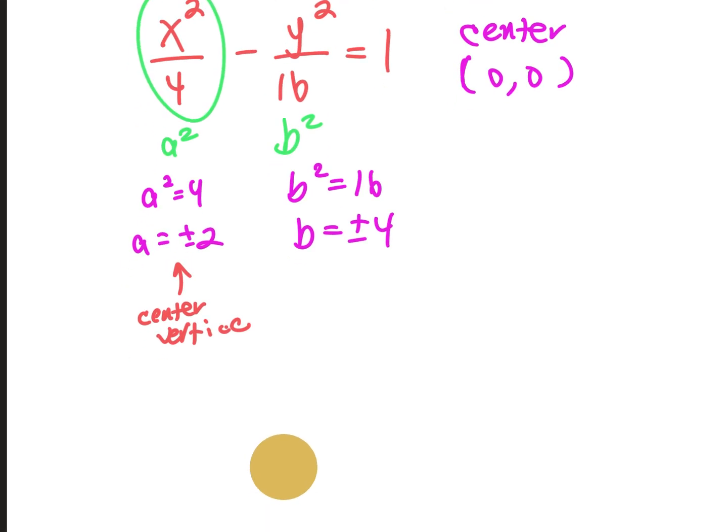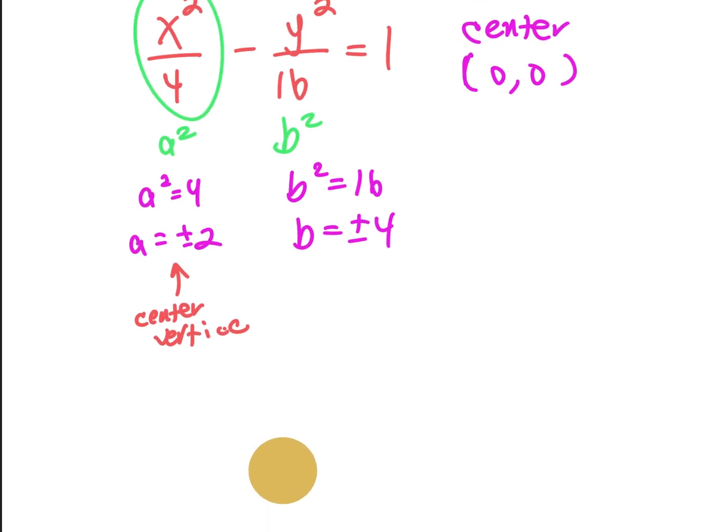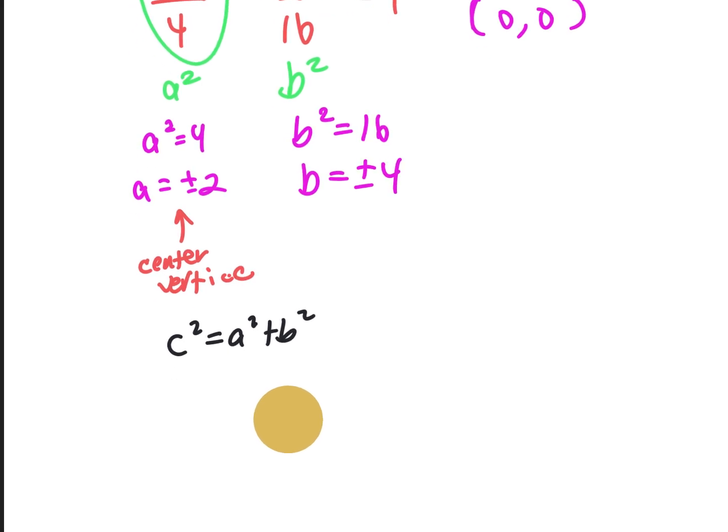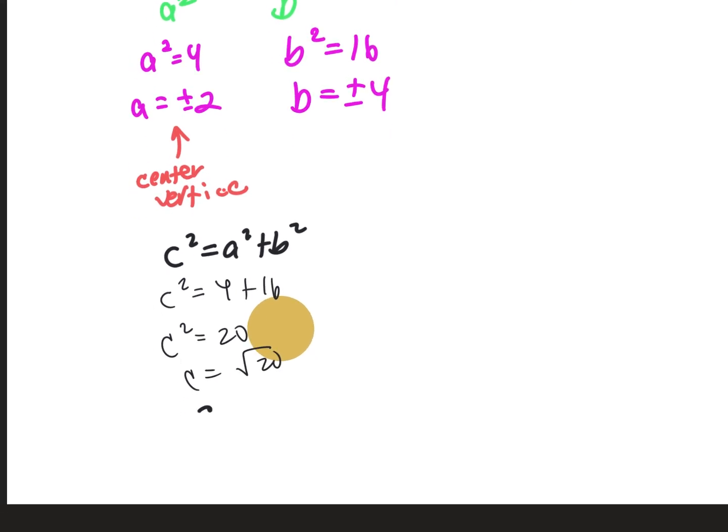How do you find c squared? Yep, c squared equals a squared plus b squared. Again, you're going to get all these formulas. So your c squared is 4 plus 16. So c squared is what? 20. So c is what? Square root of 20, which is plus minus 2 square root 5. Remember, that's to the foci, center to foci.